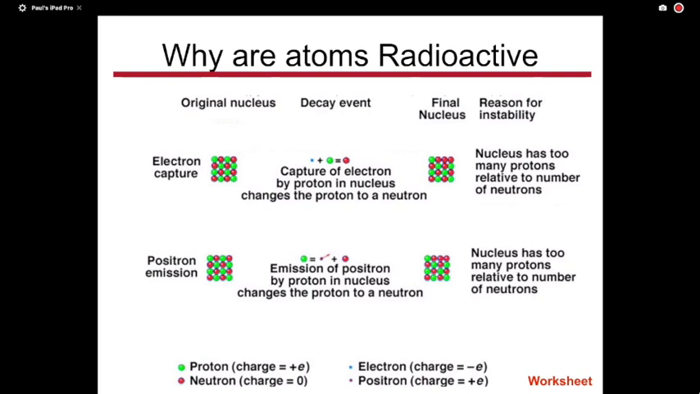Okay, and so work in pairs and groups and answer all the questions, and then we'll go over it. Okay, give you a little bit of time to apply the knowledge.